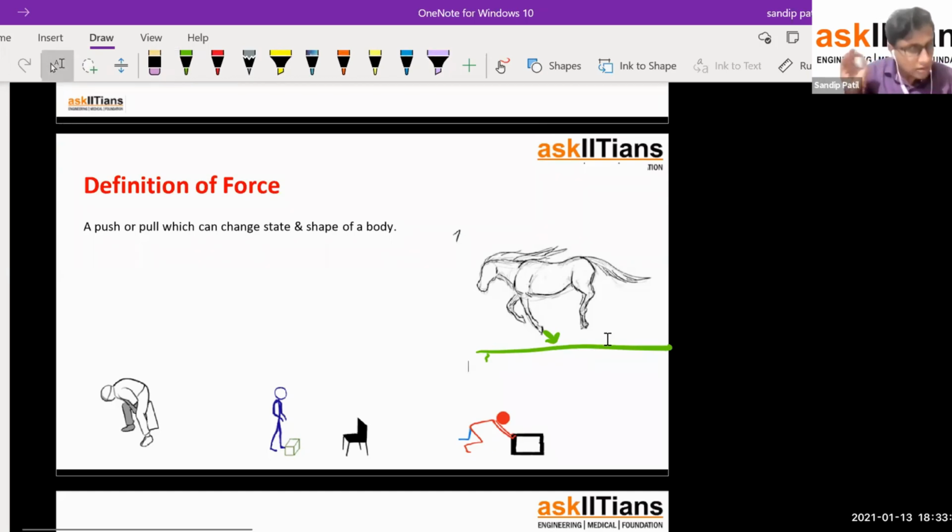Every action has an equal and opposite reaction. That's good. So if a horse is pushing the ground, the ground will also push the horse. That's why he's able to run, we can say.